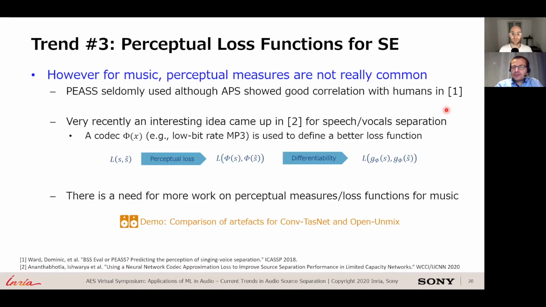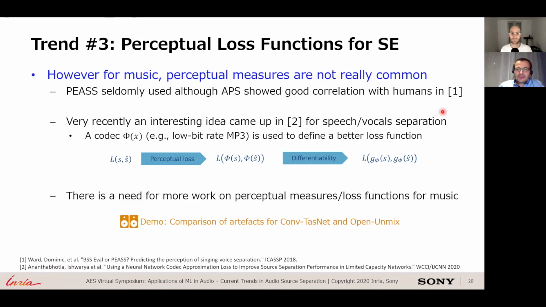However, in contrast, for music, perceptual measures are not really that commonly used. There is also an estimate of perceptual quality for audio source separation, which is called PEASS, which stands for Perceptual Evaluation of Audio Source Separation. And also quite recently, the University of Surrey checked whether these PEASS scores still correlate well with human perception. And although they showed that the APS, the artifacts-related perceptual score, showed a good correlation with human perception, it's still seldom used for music separation.